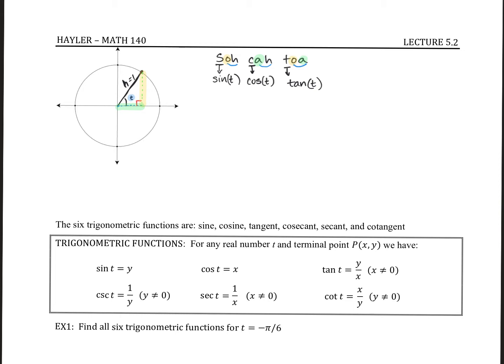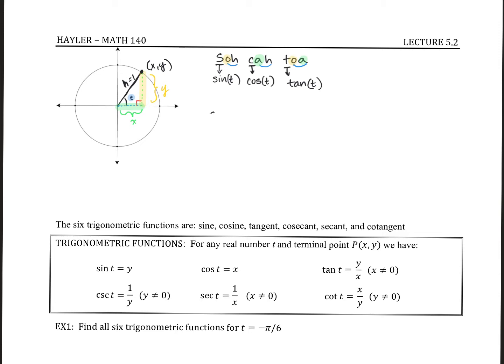But first off, this point up here, we're going to call it (x, y). It's some random point, which basically means this distance here is y, and this distance down here is x. All right, now let's go ahead and define sine and cosine.